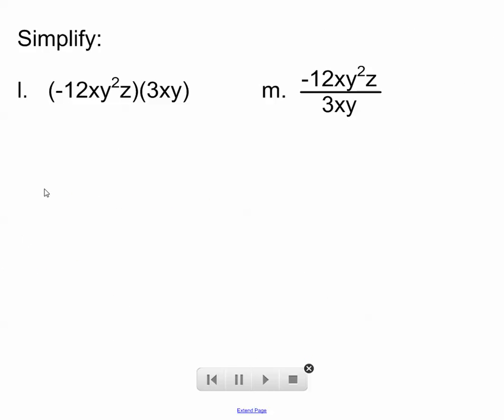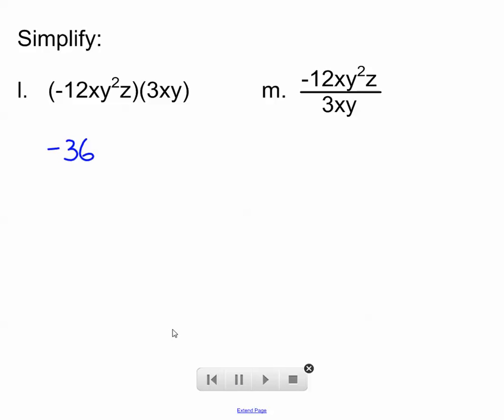All right, so now we've got some terms that we want to multiply. We're not just doing negative 12 times 3 anymore like we did on one of the first examples. We're doing negative 12xy squared z times 3xy. We've learned some rules of exponents, and now we know how to multiply integers. So let's apply all that together.